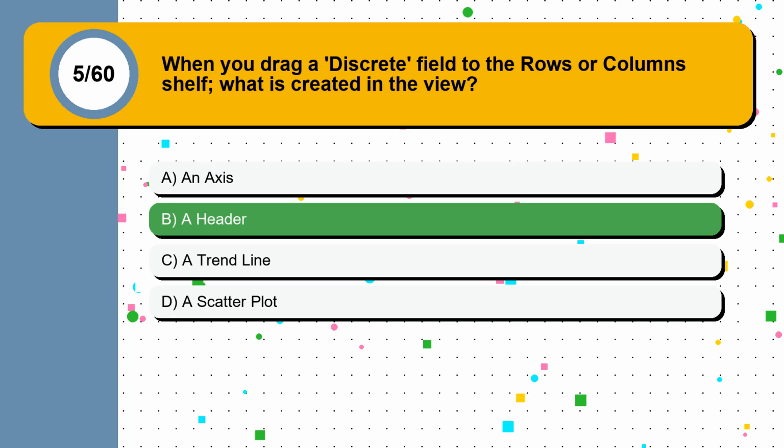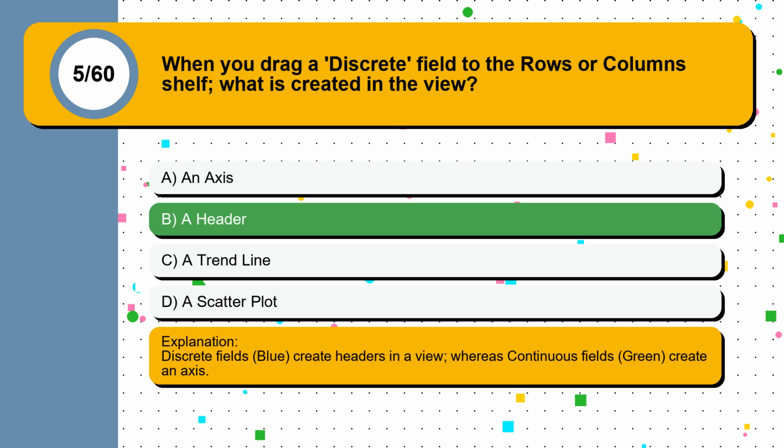The correct answer is option B, a header. Discrete fields, blue, create headers in a view, whereas continuous fields, green, create an axis.